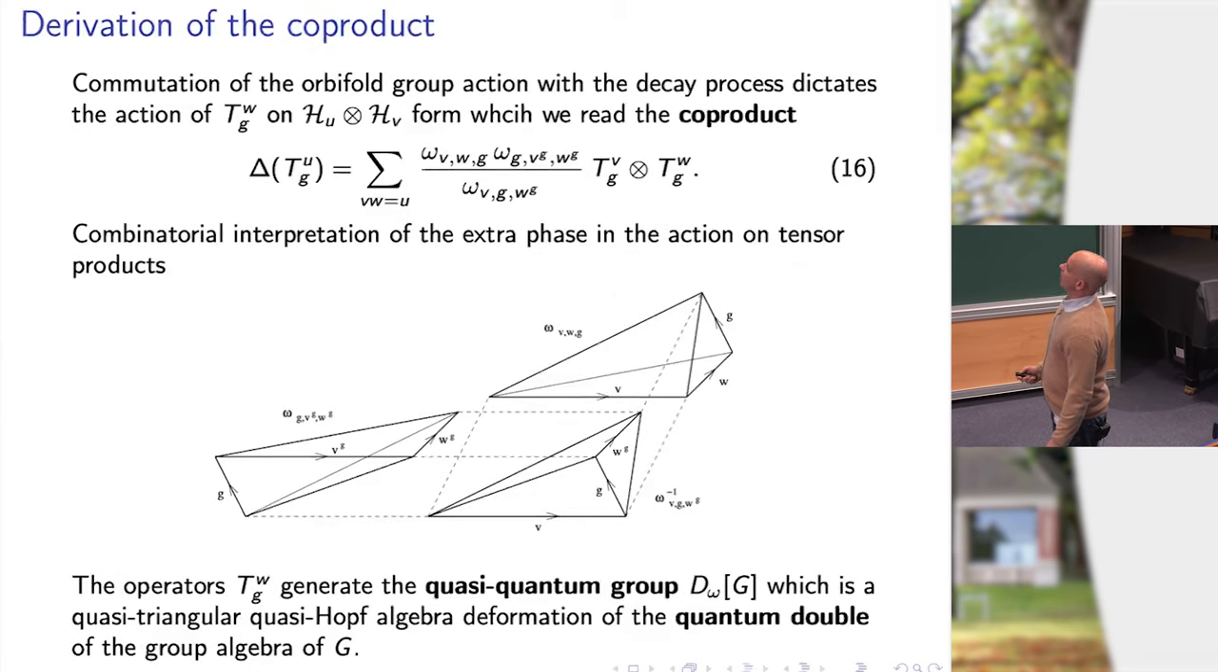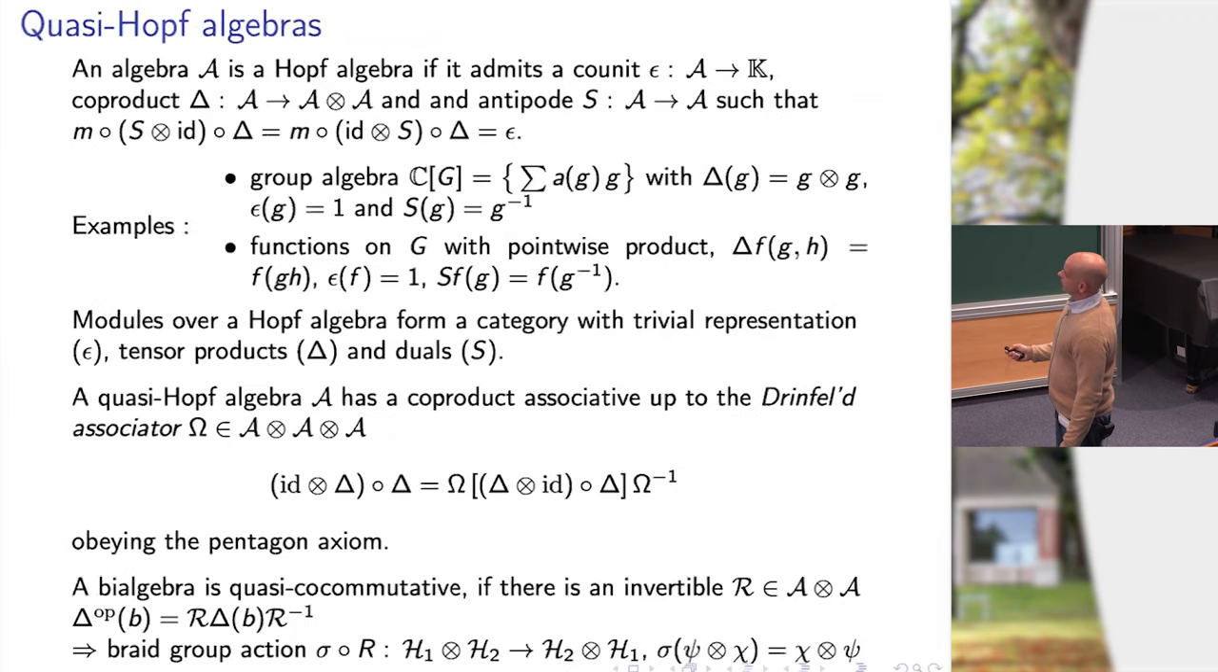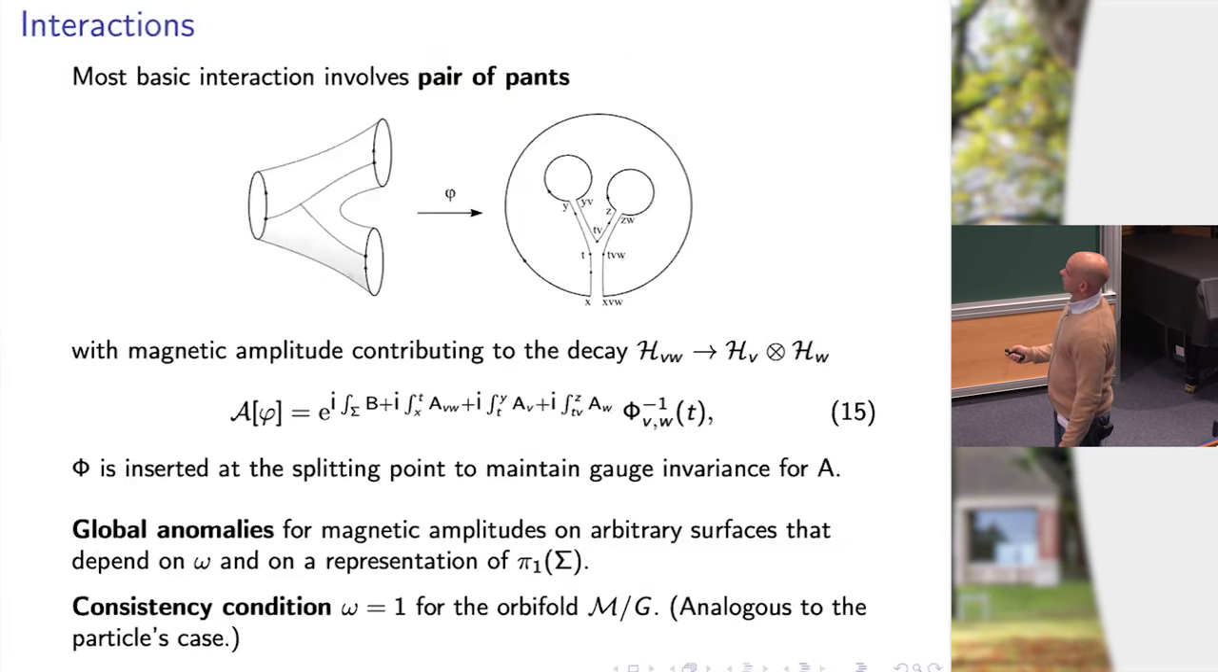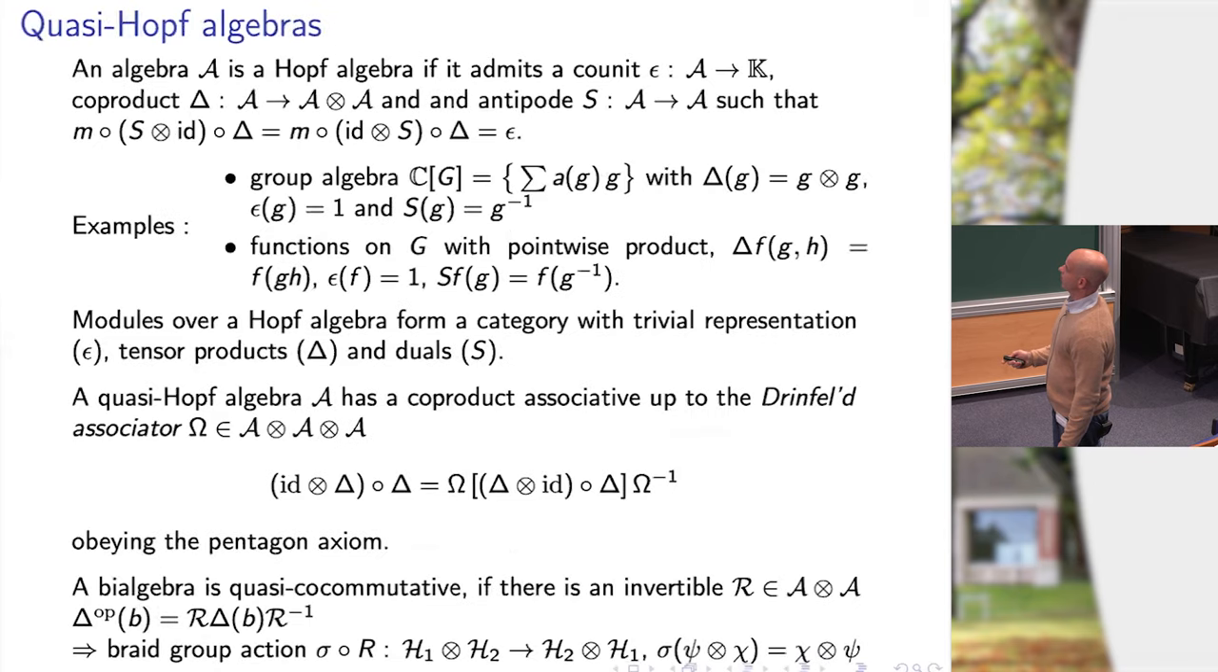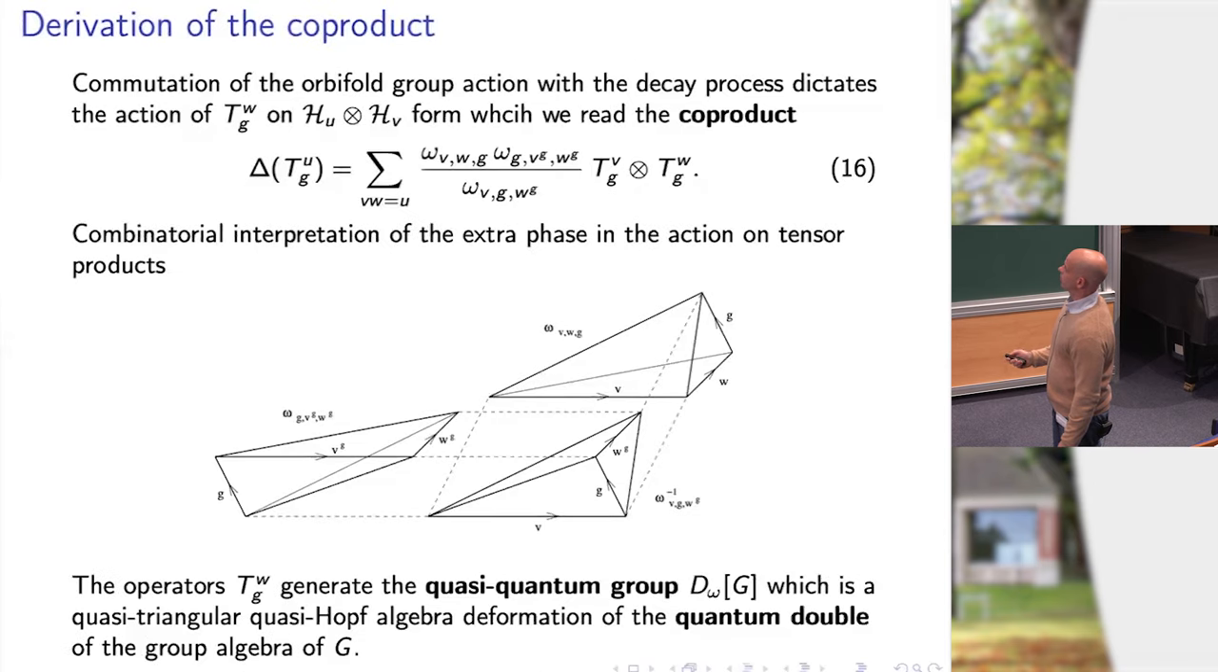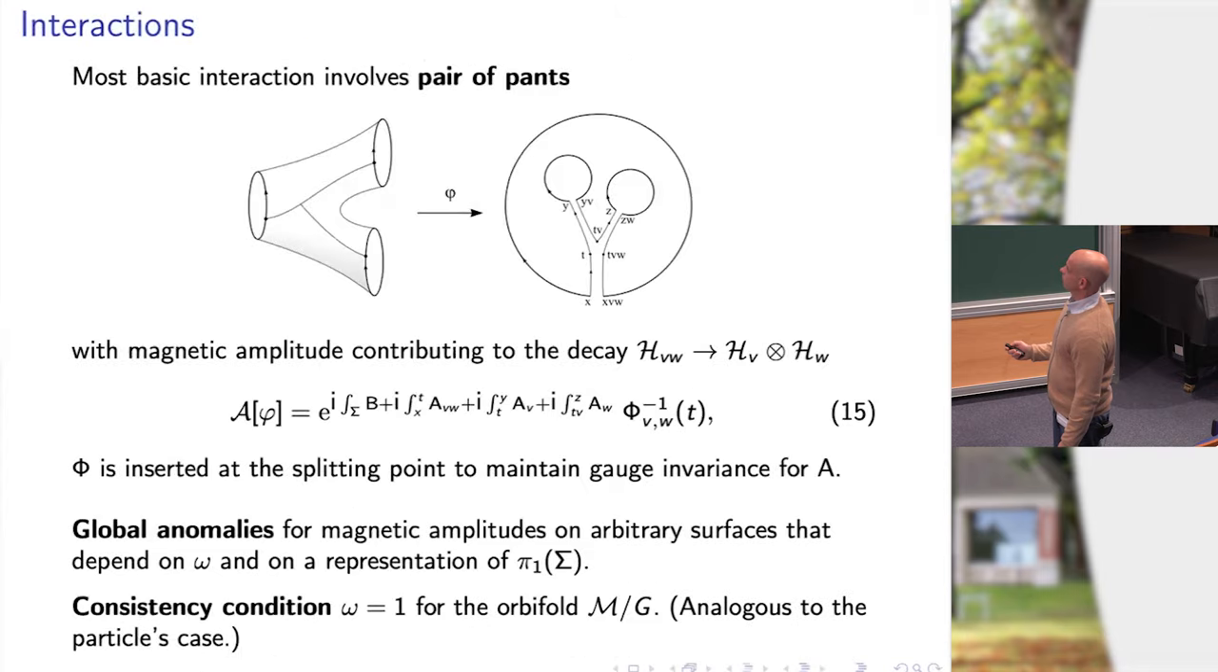Now, coming back to the magnetic amplitude for the string, you have already some operators acting separately here and here. You need to compare them. And when you compare them, you find how the operator must act on the tensor product, which is here.